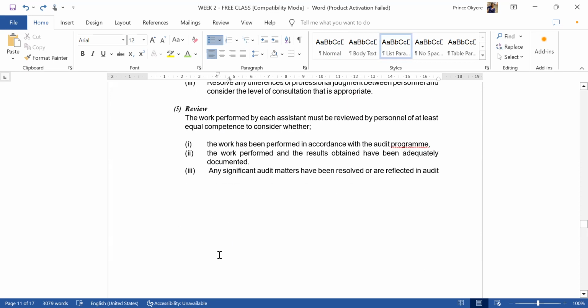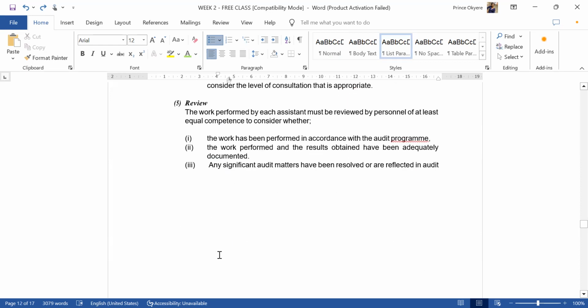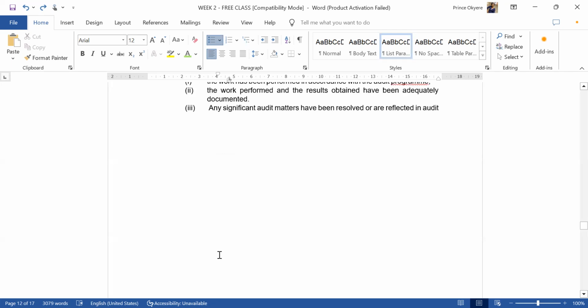Then review. We are also looking at reviewing the work of the team. On an individual assignment, work must be reviewed so that it points out to them some of the things that the team needed to do so that it improves quality. If you are working and your work is not reviewed, you don't improve. Okay.